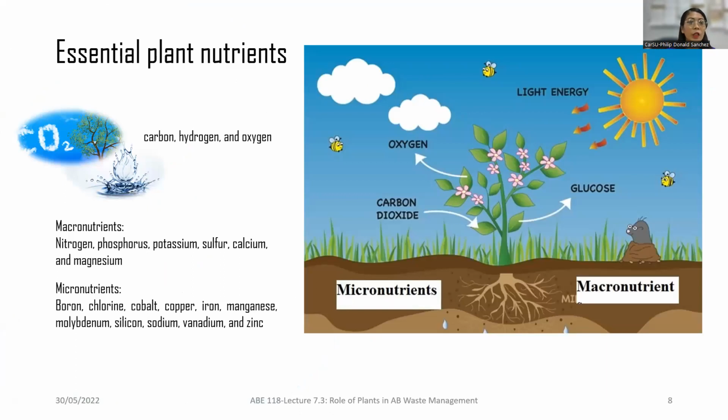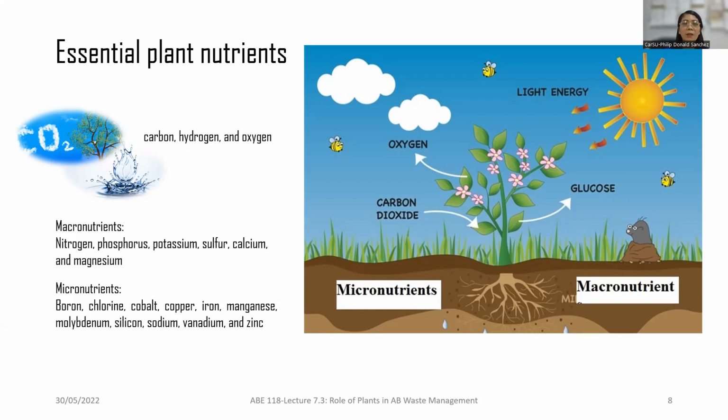So we have the essential plant nutrients. First, plant growth can require up to 20 chemical elements, which are its requirements.